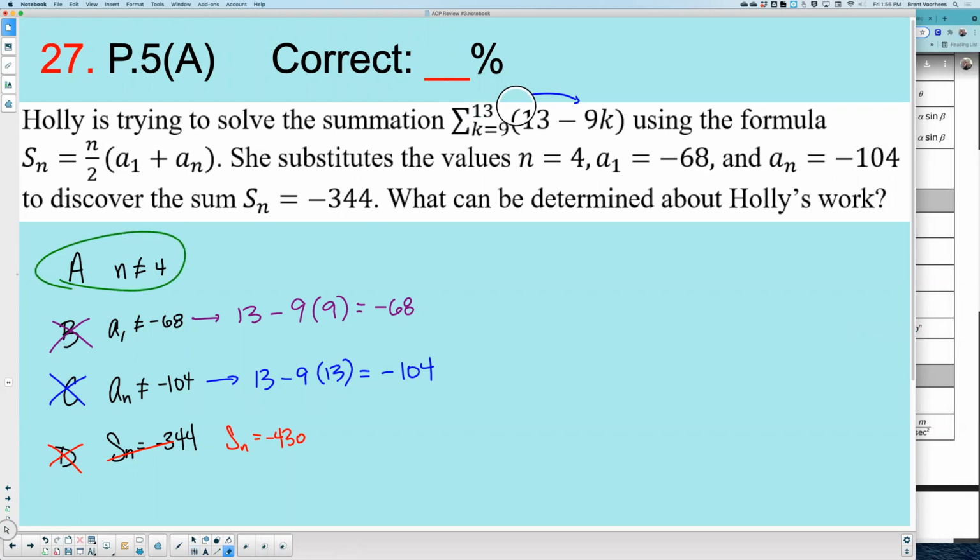What's another way to see this, or what does the N refer to? Here's the idea. N is the number of K values. So how many individual K values do we have? Let's count and see. K could equal 9. What else could K equal?